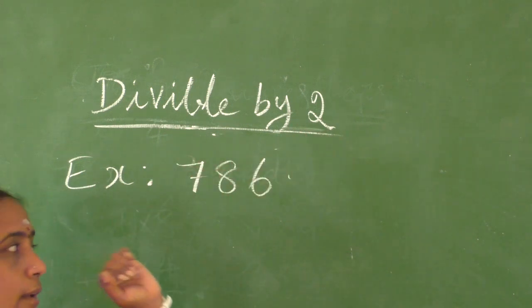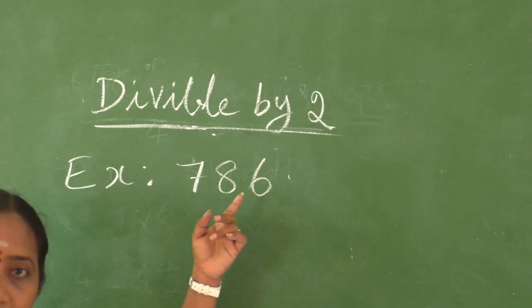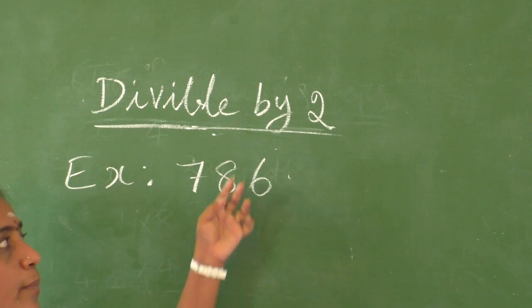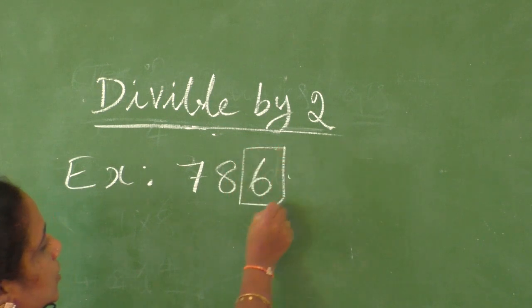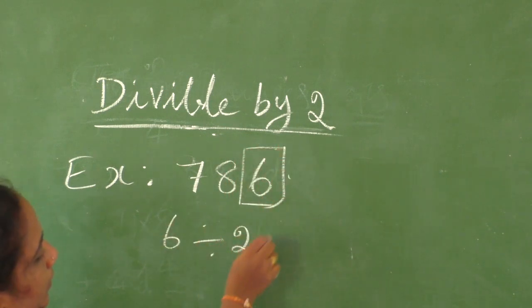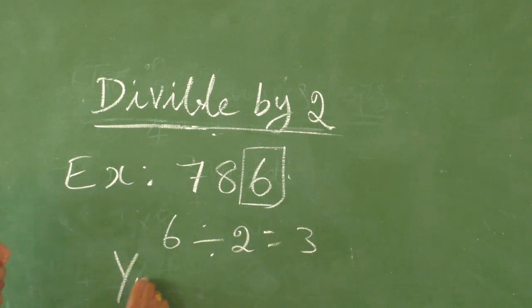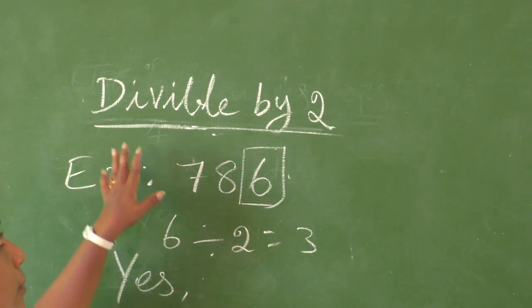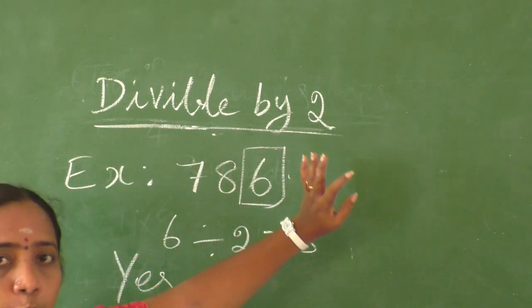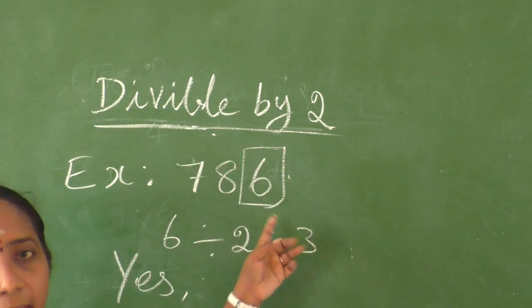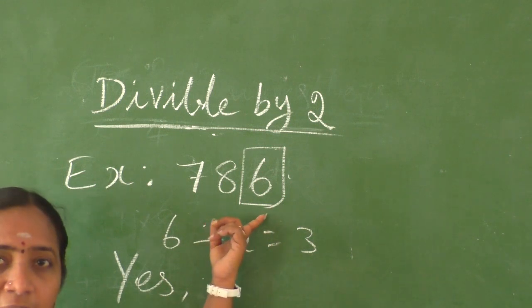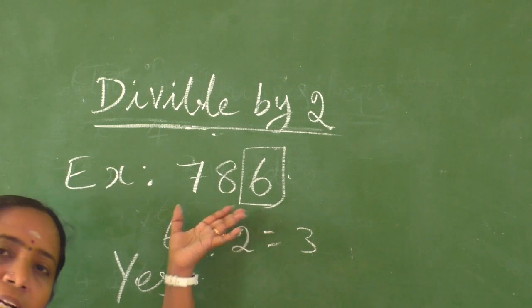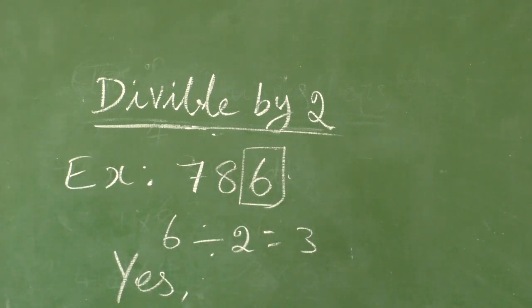Whenever your ones place number is an even number, definitely that number will be divisible by 2. See here, what is the ones place number? 6. Is 6 divisible by 2 or not? 3 times. Yes, this number will be divisible by 2. Okay? So whenever you are checking divisibility by 2, no need to divide the whole number by 2. You first check your ones place number. If your ones place number is an even number, then that whole number will be divisible by 2. Okay.